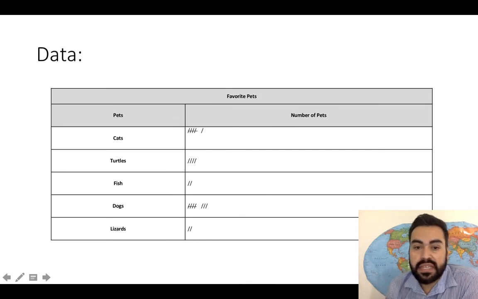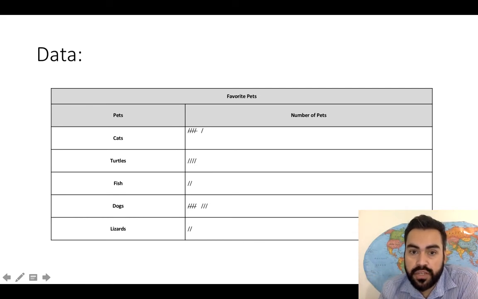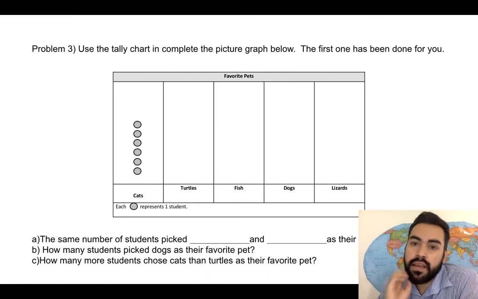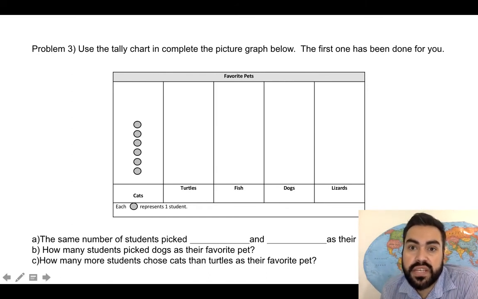Another question you might see is, which was the least popular pet? And they say, well, there was a tie. Less students voted for fish and lizards. They each got a vote of 2, and that's how you go about analyzing and interpreting your data. So we can also visually represent this data using graphs and symbols to represent the students.